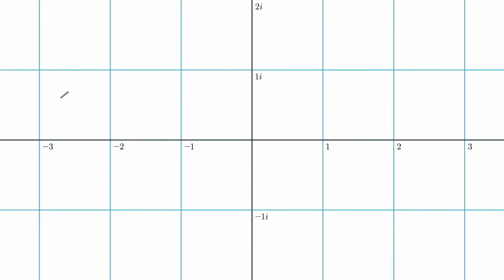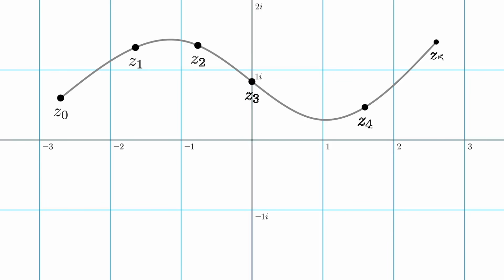When we want to switch over to a complex function, we're going to do the same thing with the curve that connects the starting point and the ending point. Namely, we're going to break it up into segments. Again, I'll label the starting point here z0, the next point z1, and so on up to the last point, I'll call zn.